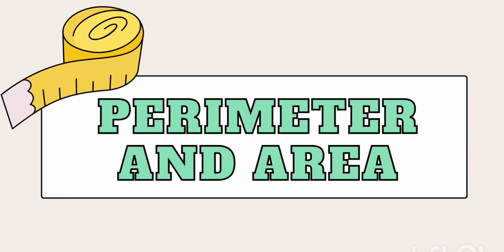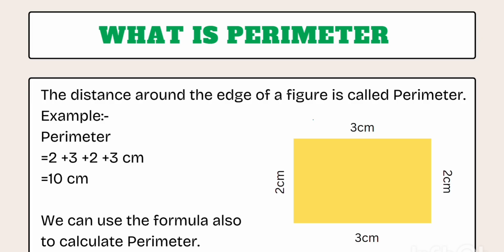In this video, we will discuss perimeter and area of rectangle and square. What is perimeter? The distance around the edge of a figure is called its perimeter.